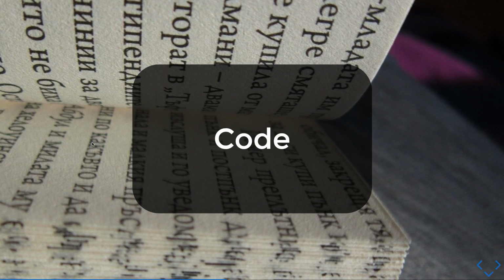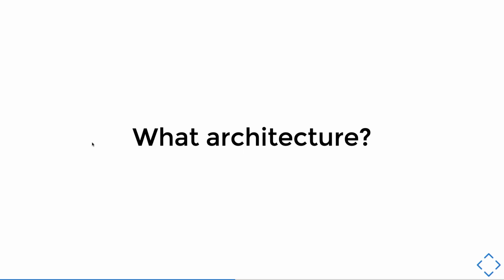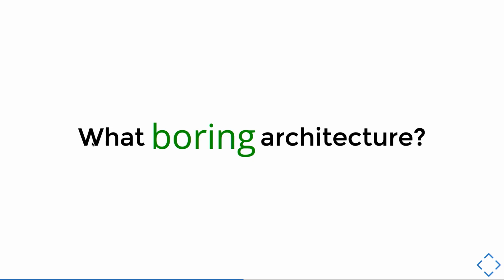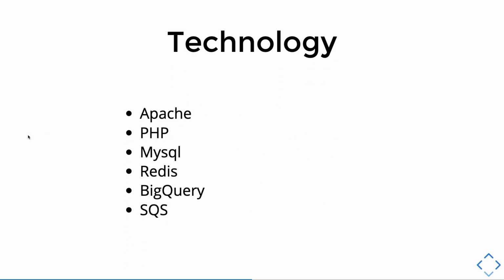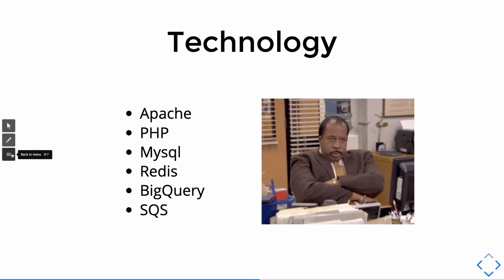Okay, now let's talk about code. What kind of architecture do we set up to exploit this data? And I must say, what kind of boring architecture we set up. Currently we have an Apache web server, PHP, a MySQL database, Redis for cache, BigQuery of course, and AWS SQS for message broker. So not so exciting, right?